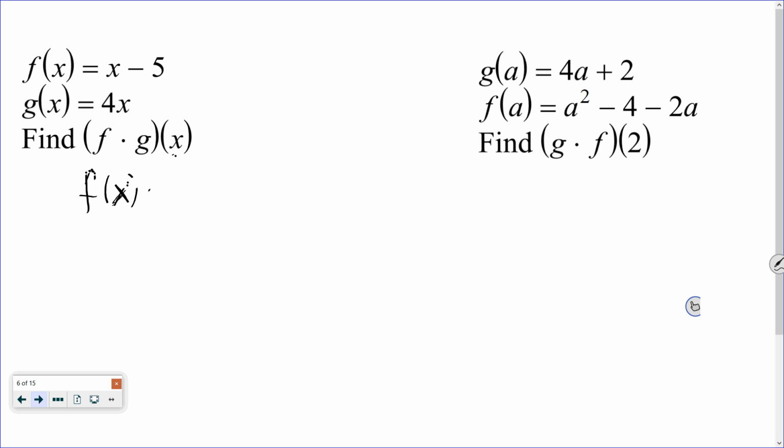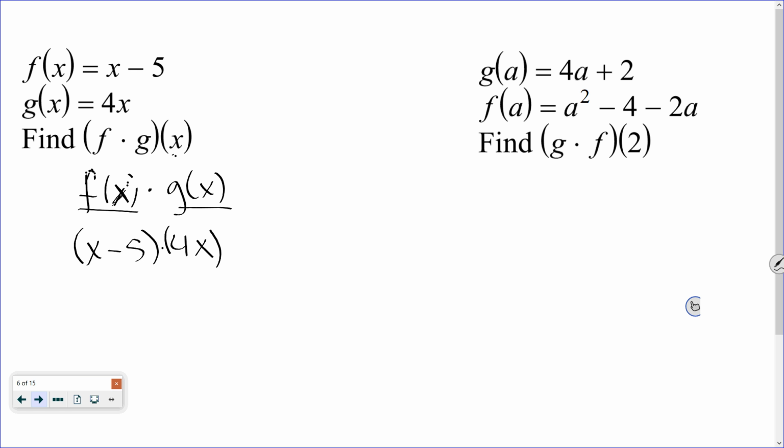So I'm gonna rewrite it as being f of x times g of x. Okay, f of x is equal to x minus 5. Now in this case, you're multiplying them, and because you have more than one term, to be safe, you want to put it in parentheses. And g of x has 4x, excuse me. We want to times those together. You can put that in parentheses if you want to, but it only has one term.